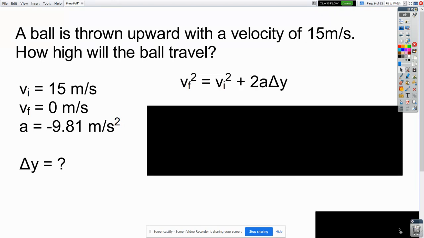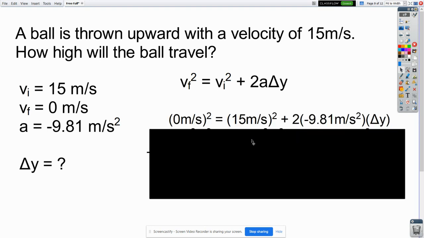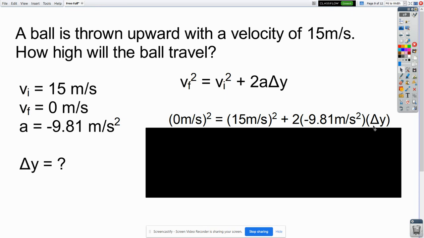So again, we picked the equation that has delta y, a, vf, and vi in it, and that is the same equation we used last time. But this time we have a number here and here to substitute in. Delta y is our variable. Vf is 0, so 0 meters per second squared. Vi is 15, so 15 meters per second squared. 2 is just 2. And the a is negative 9.81. And again, this is a positive velocity here because it's upward.